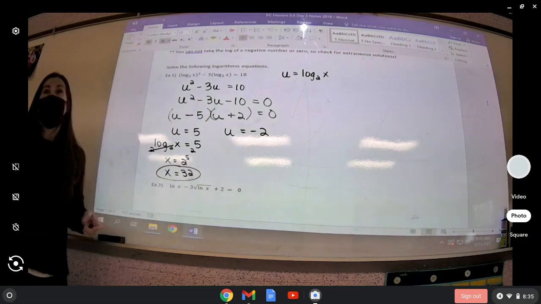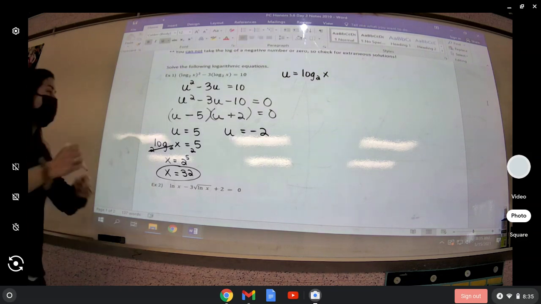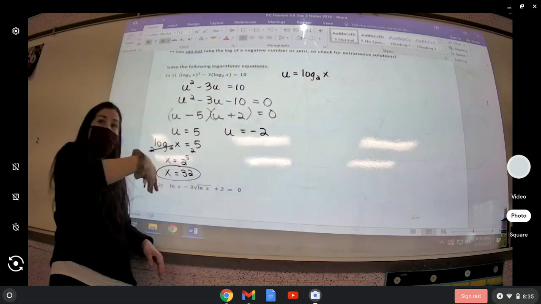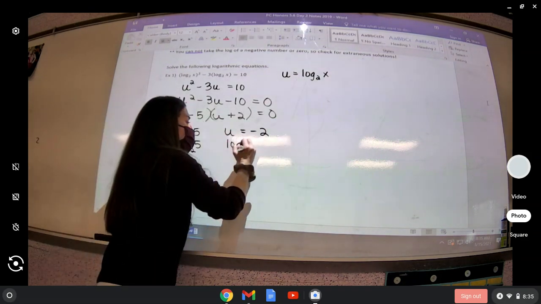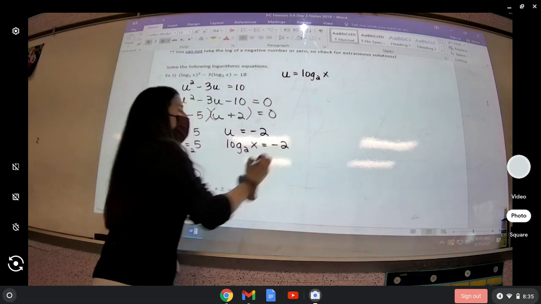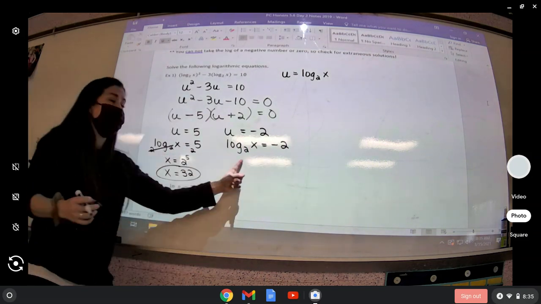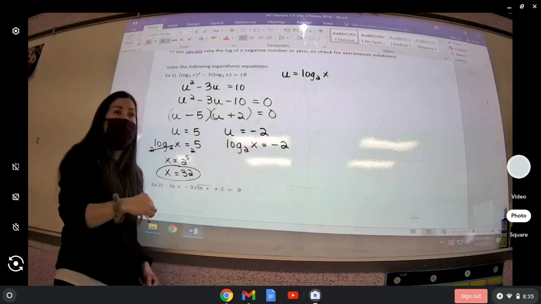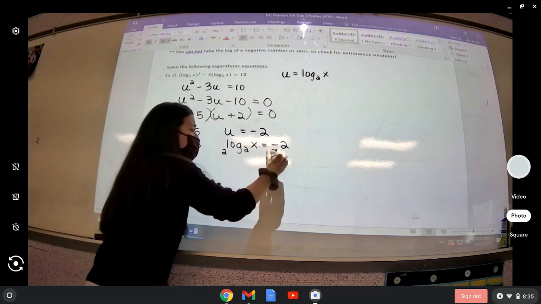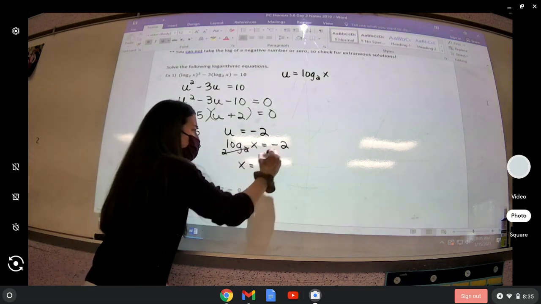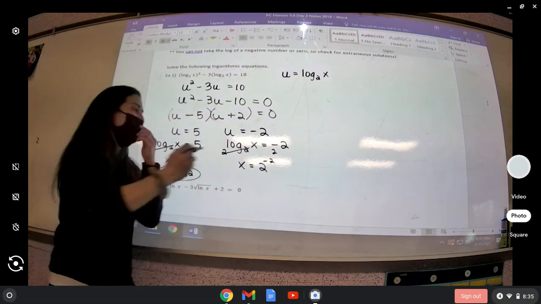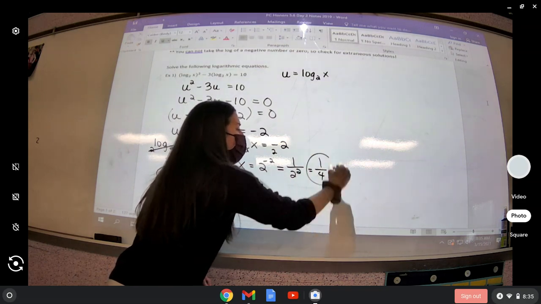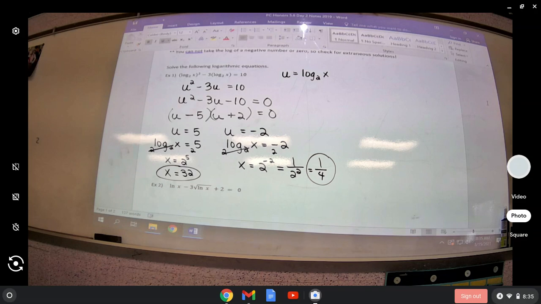So now I know x equals 32. And then I come over here, it's not u that equals negative 2, it's log base 2 of x that equals negative 2. Now you've got to take the u back out. All right, so now two things. You can rewrite this in exponential form using your log loop, that would say 2 to that power equals that answer, or I could just raise both sides to a base of 2. And then it'll be x equals 2 to the negative 2 power, which is 1 over 2 squared, which is 1/4. And now 1/4 is your second answer.